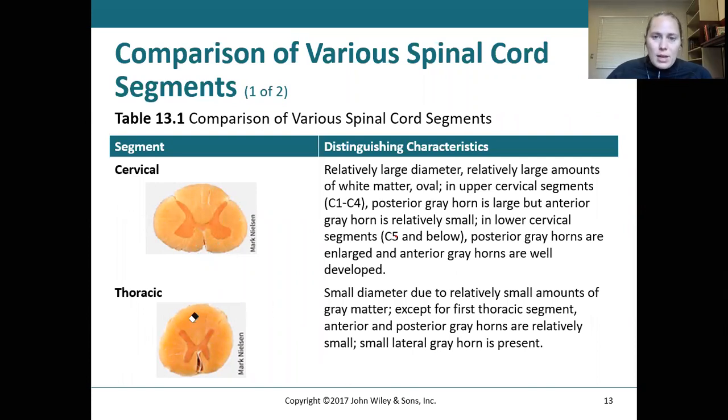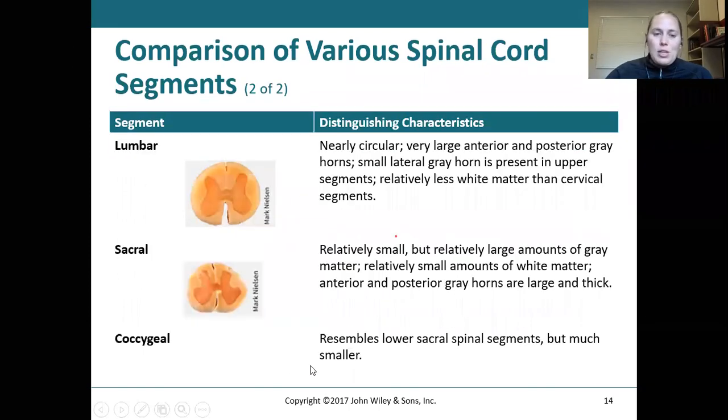The thoracic spinal cord is relatively small due to relatively small amounts of gray matter. You don't have a ton of gray matter, except for the first thoracic segment, and the anterior and posterior horns are relatively small, and a small lateral gray horn is present. So you can see the distribution of the different cell bodies in that particular spinal cord.